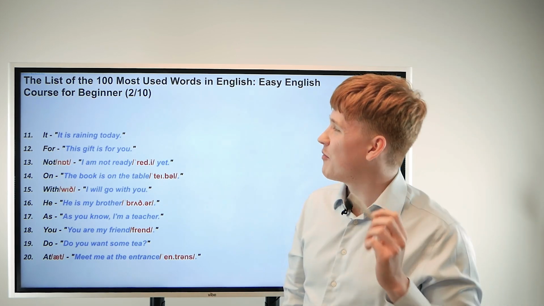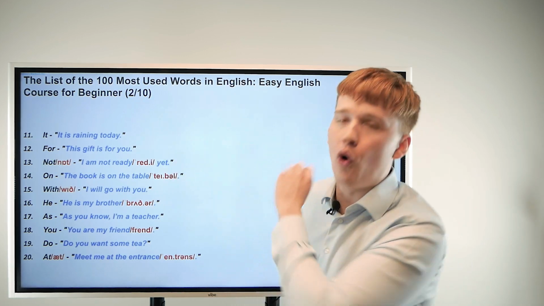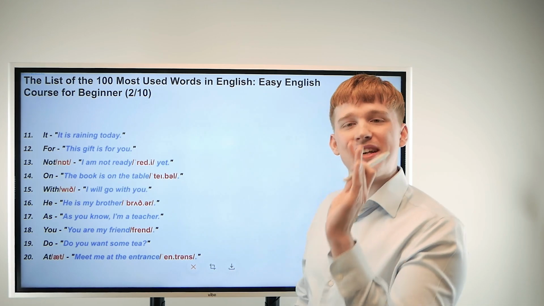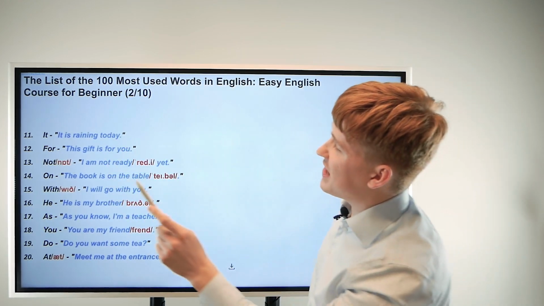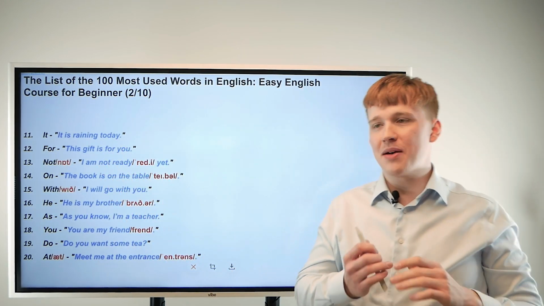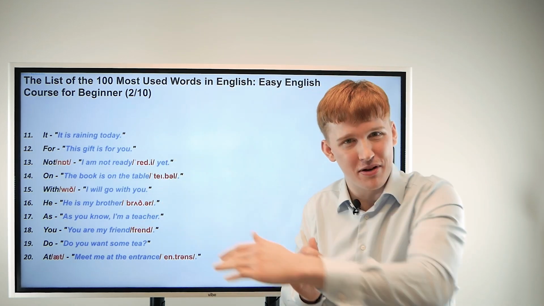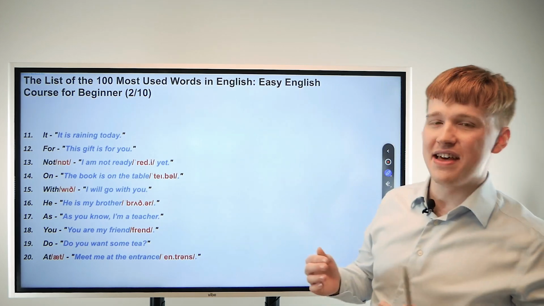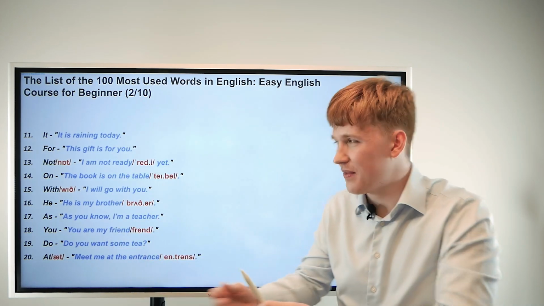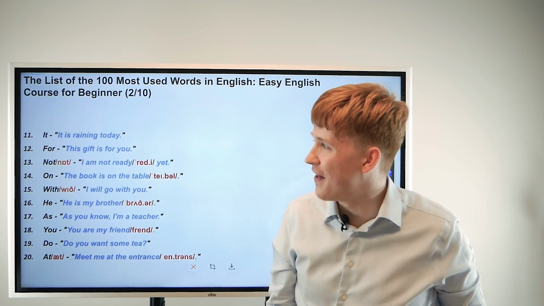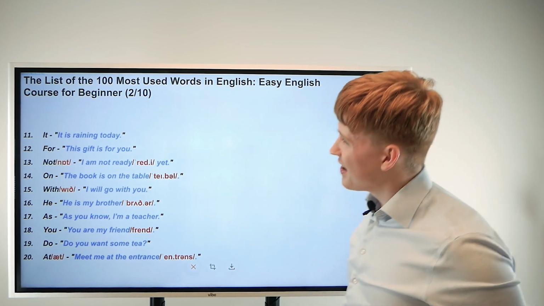Okay, next up, we want to use the word "for". So, for is used when something is being given to someone. So this gift is for you. So something is intended for somebody else. So you're giving that to them. So this is for you. Perfect. Good one. And when you're giving someone a gift, you can practice that one there. So this gift is for you.